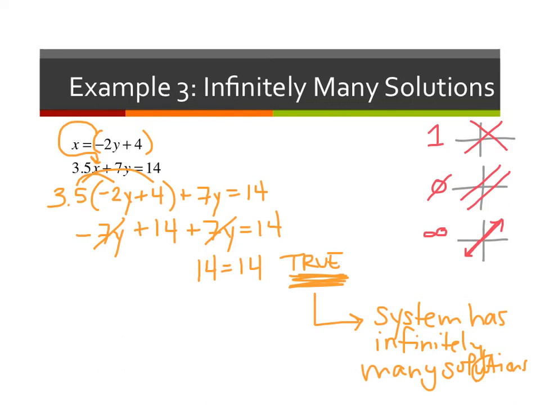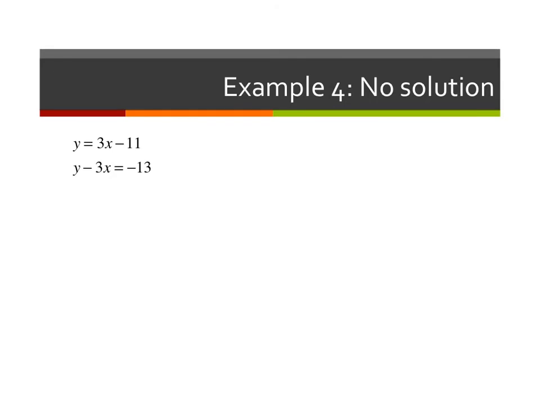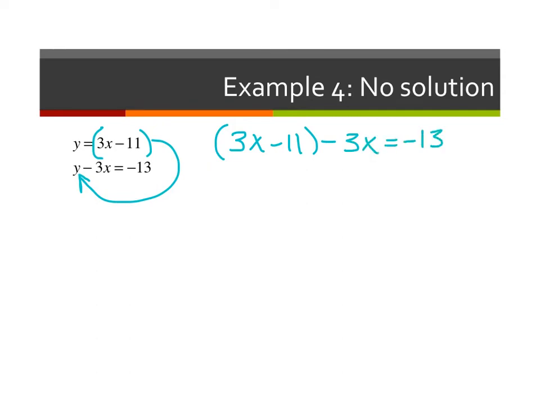Okay, let's do another. So that one was infinitely many. This one is a no solution one. And again, it's already solved for y. We already have it ready to go. This one's already got the y there. We're going to put it right there for y. So we're going to replace the y with 3x minus 11, minus 3x equals negative 13. 3x minus 11 is in parentheses only because I replaced the y with it. I don't need those parentheses. They don't actually do anything.